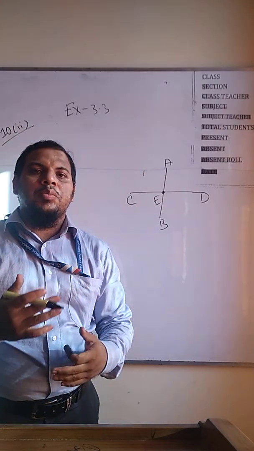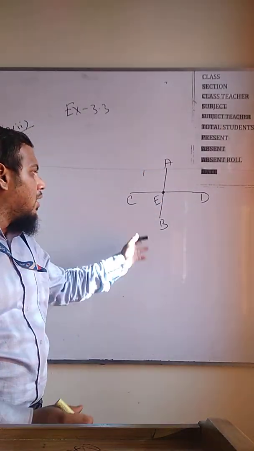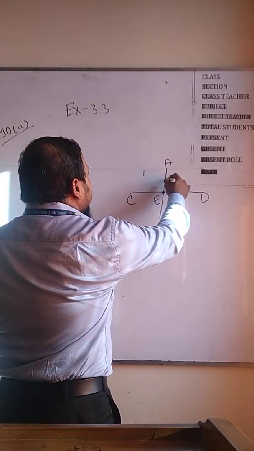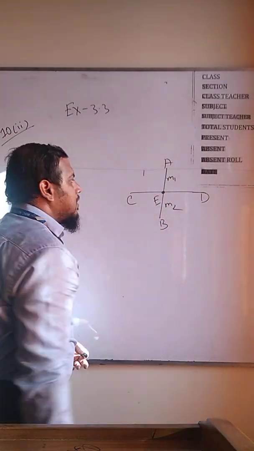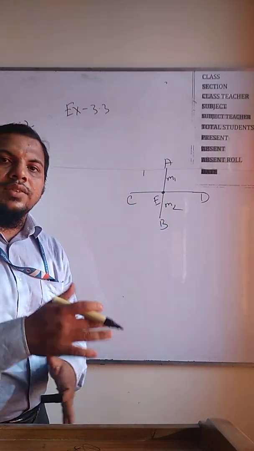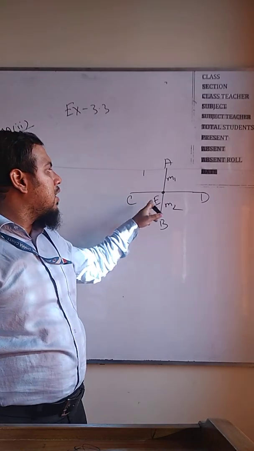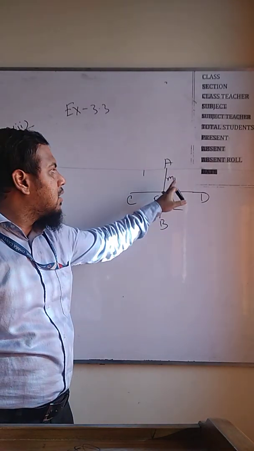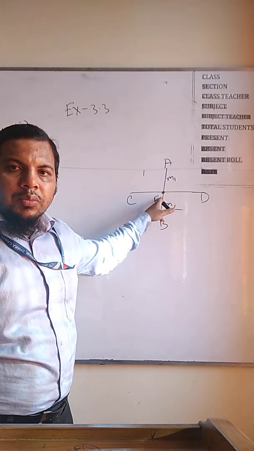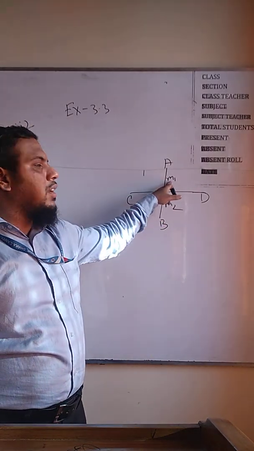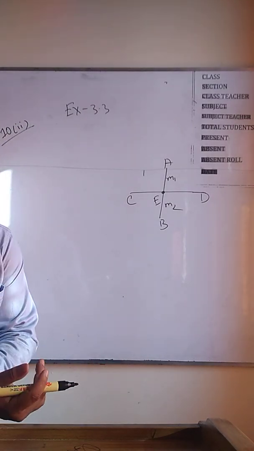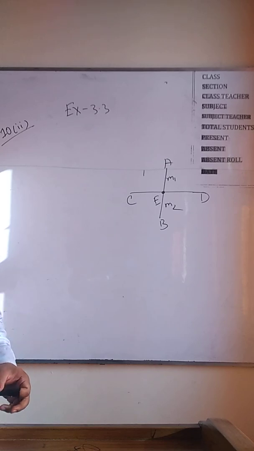The previous problem was AB divides CD, but this problem is CD divides AB. So it is like this. You have to find the ratio M1 is to M2. CD divides the line segment AB in the ratio M1 is to M2 at the point E. Now it is given.